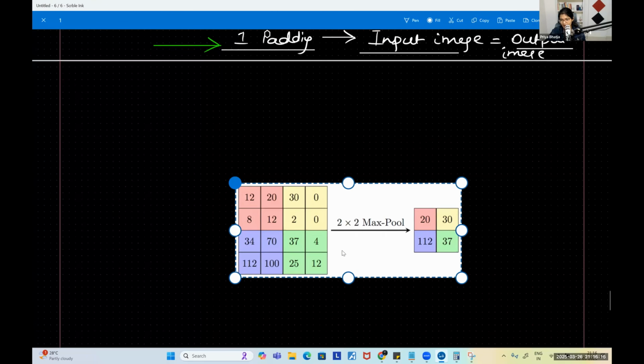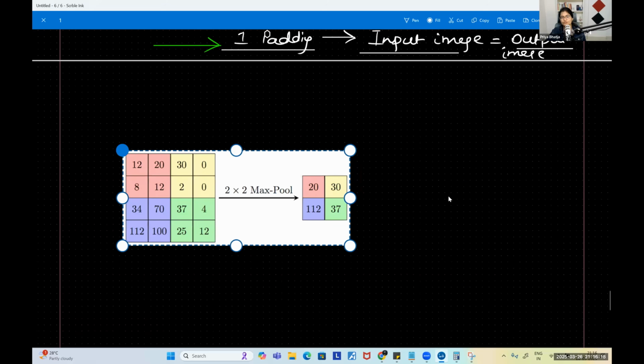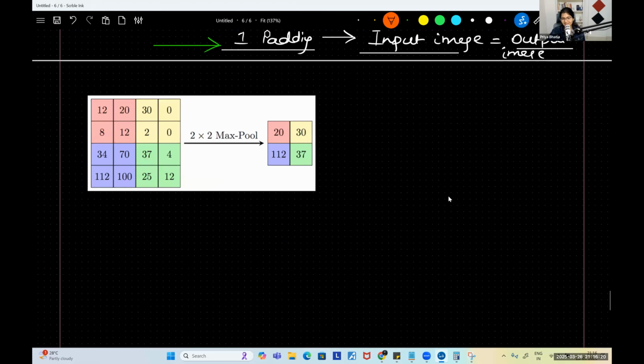So if, let's say, you have the image available with you, and for example, here I have a 4x4 image. This is the input image that I will be having. Just give me a second. Whether we will do max pooling today.